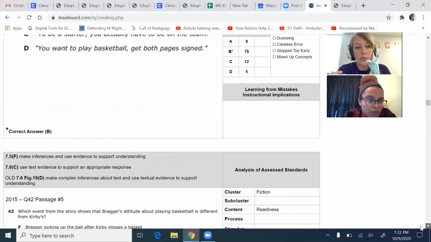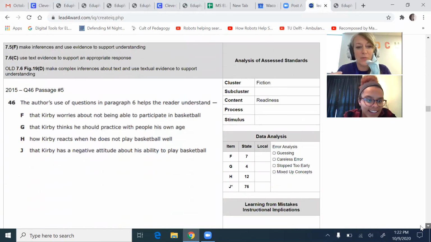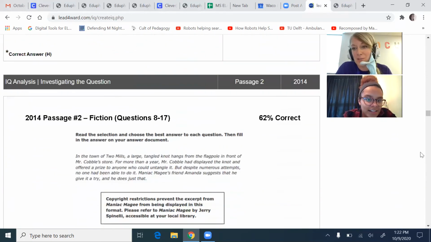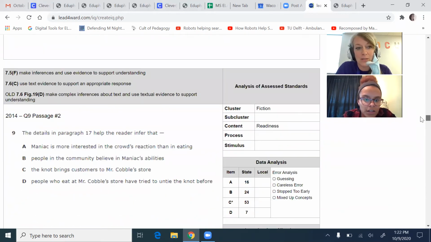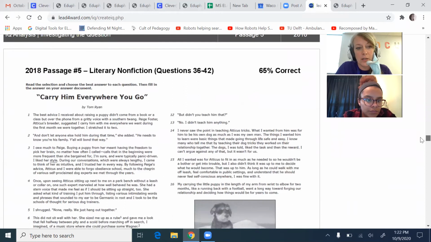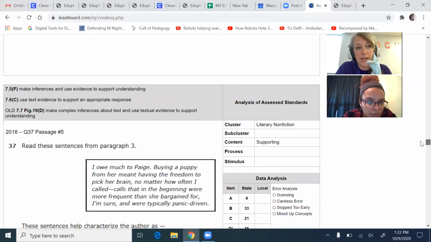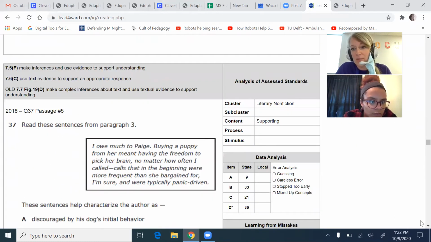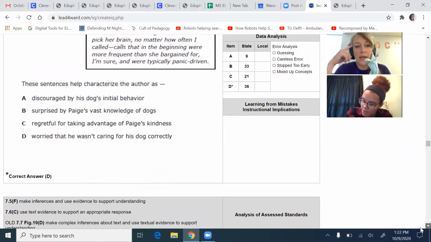Okay. Sorry, now I'm trying to get down to nonfiction because there's a heck of a lot of 7.5C and 7.5S fictions. So let me just scroll on down to nonfiction and see how it's tested. Here we go, literary nonfiction. So literary nonfiction, which is what we're reading, is the same thing, 7.5F and 7.6C. So it's that inference.